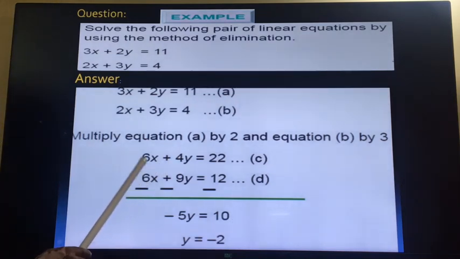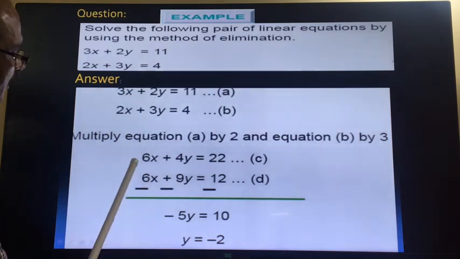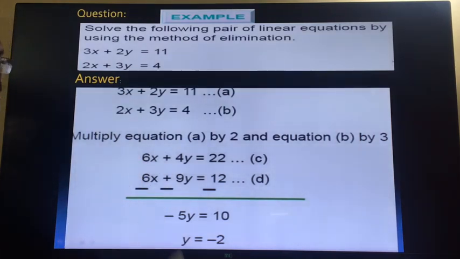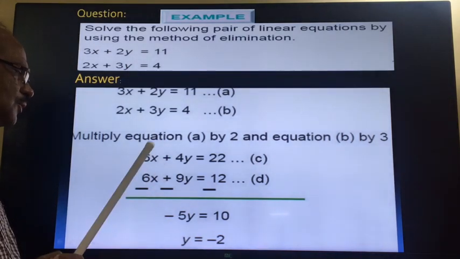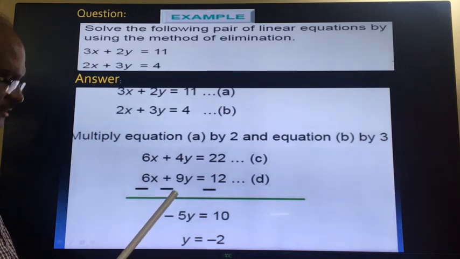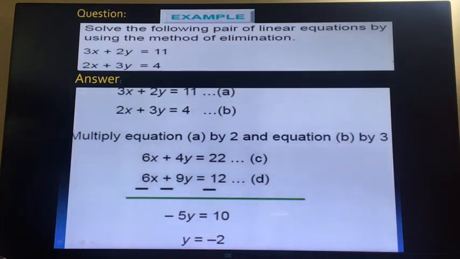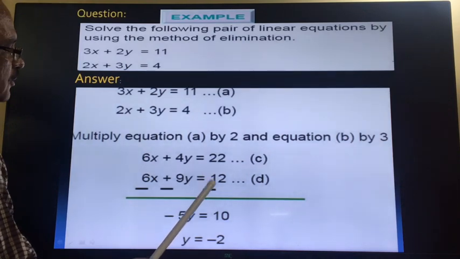Now we see the coefficient of x is the same, and both coefficients are of the same sign, positive. If both are of the same sign, both negative or both positive, then we will subtract the equations. To subtract, we change the sign of the second equation. In the second equation both are positive, so this will be minus, here it is plus so it will be minus, and here it is plus so it will be minus.